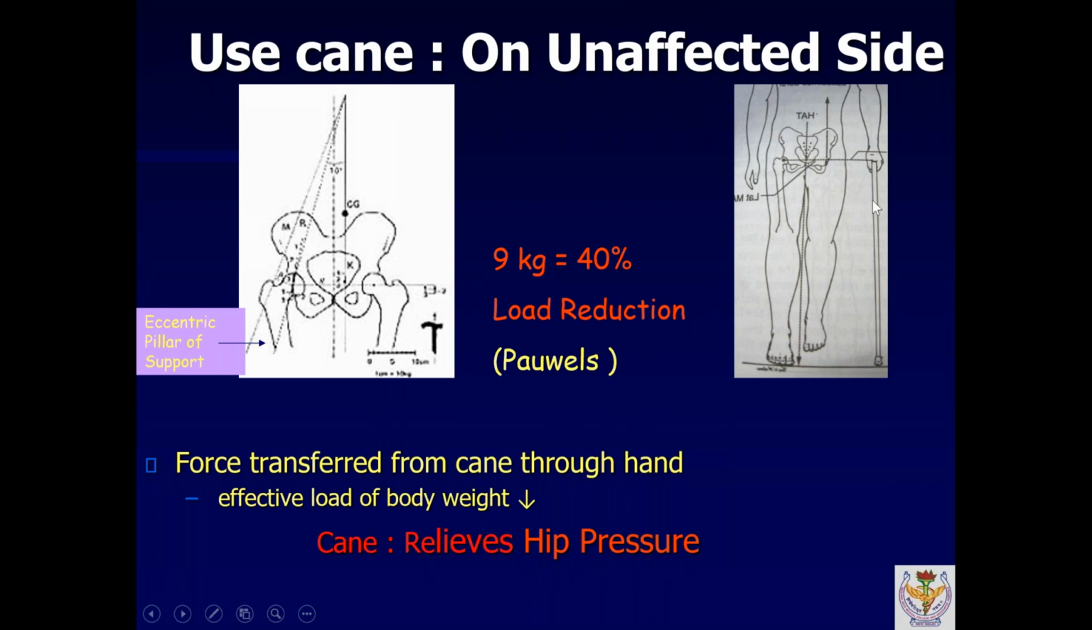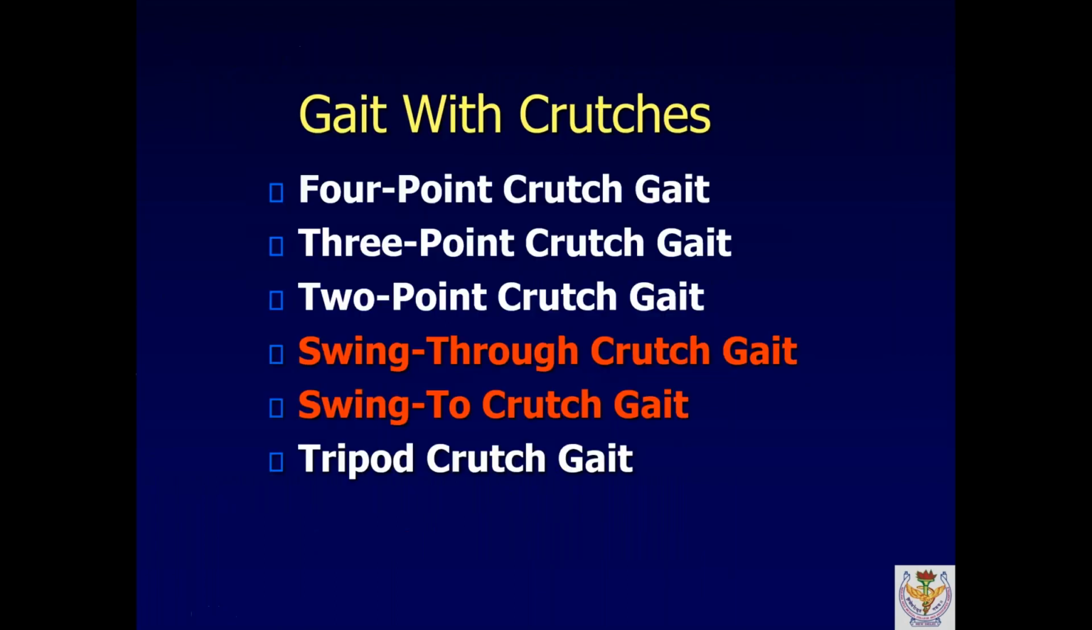Pauwels did a calculation that if a 9-kilogram weight is put on the stick which is held in the opposite hand, then a 40% load reduction takes place. So there is no point in holding the stick on the same side as the hip pathology, because then it is not helping this turning moment of force. In fact, by holding it in the opposite hand, the additional advantage is that the center of gravity now falls between the walking stick and this foot, whereas if it is held in the same hand, the space is less, so the center of gravity cannot fall in this space, right? So this is using a cane.